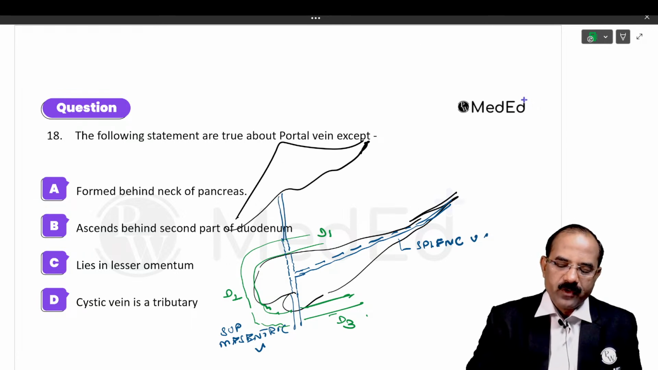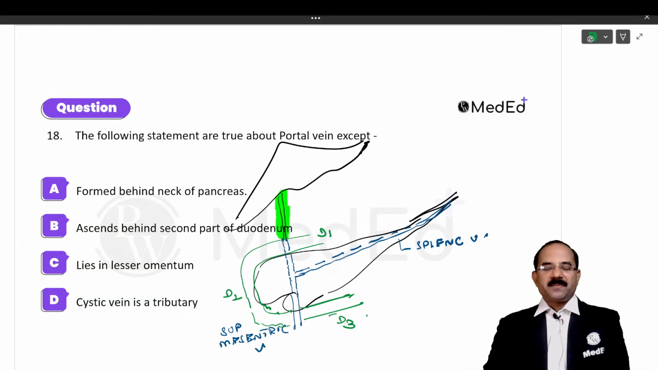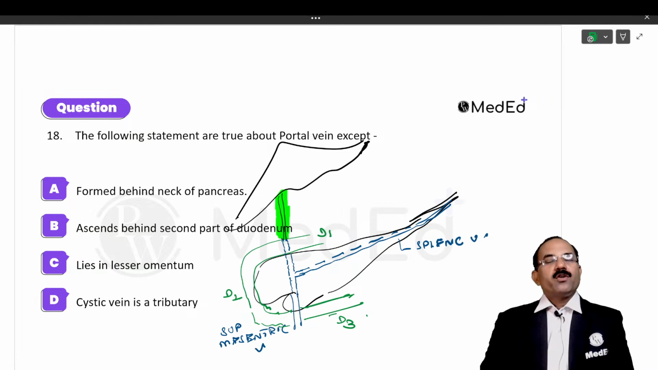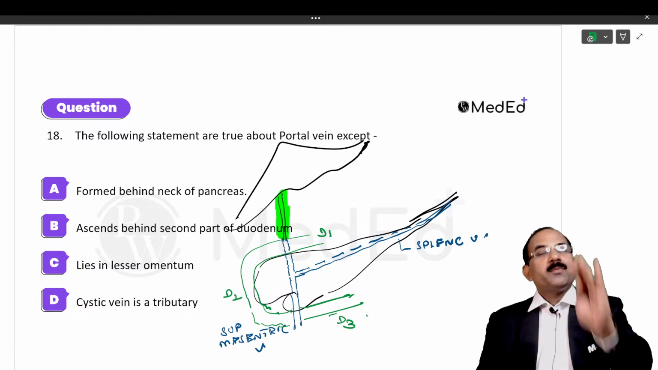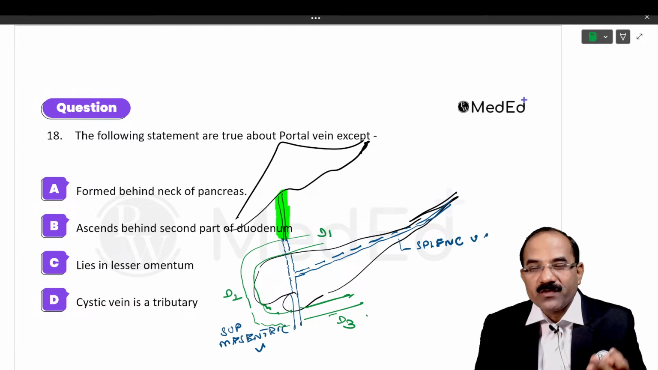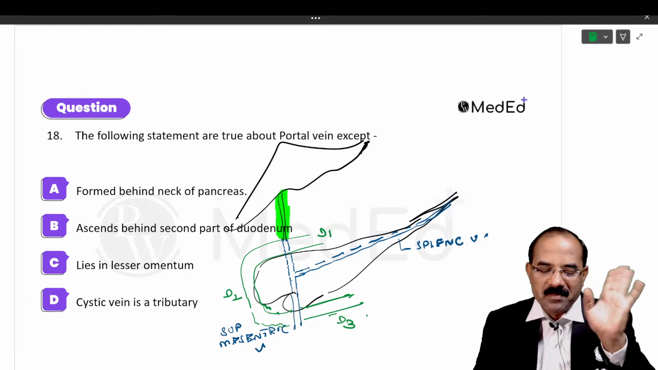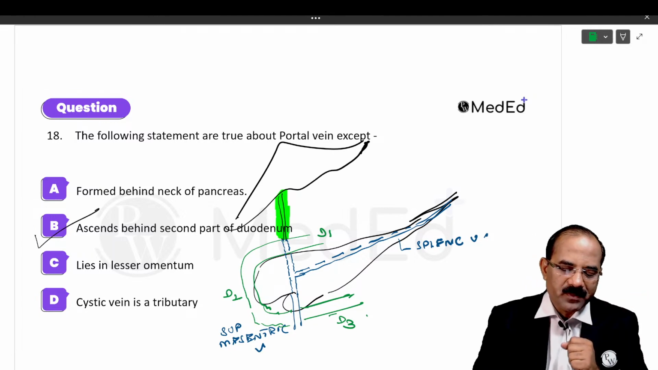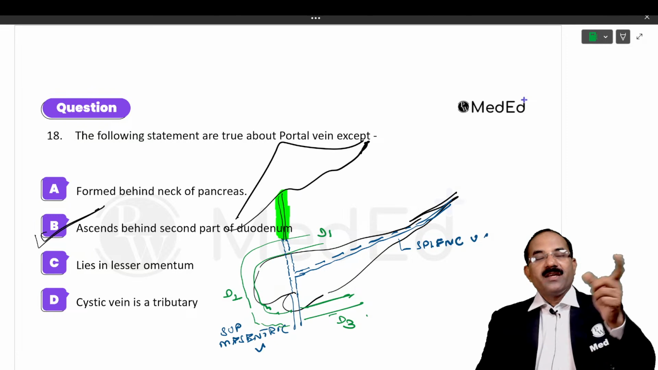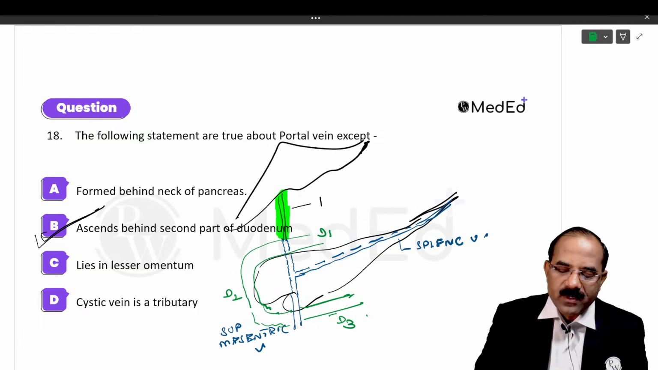अब जब ये liver में जाएगा, it is enclosed in what? Lesser omentum. यहाँ पे क्या होता है? Lesser omentum. है ना? So portal vein कहाँ पे बनती है? It is formed behind the neck of the pancreas. बराबर? The portal vein goes behind which part of the duodenum? First part. Second part के पीछे से नहीं जाती है. It goes behind the first part of the duodenum. So answer is B for this. It lies in the lesser omentum.